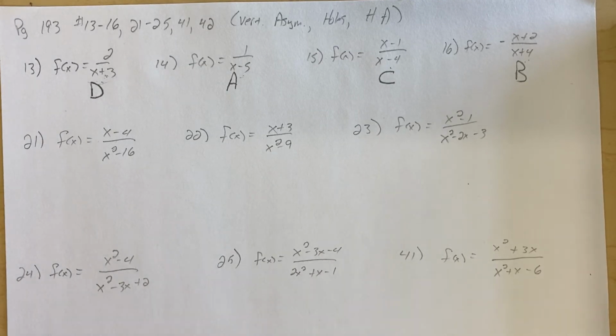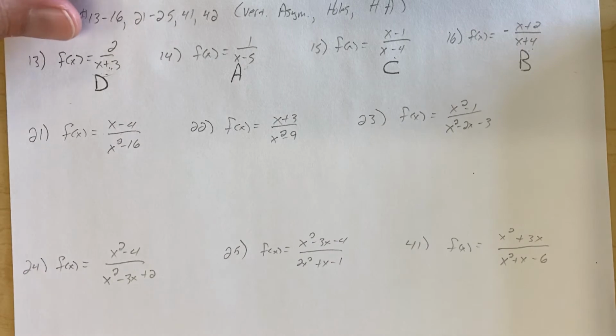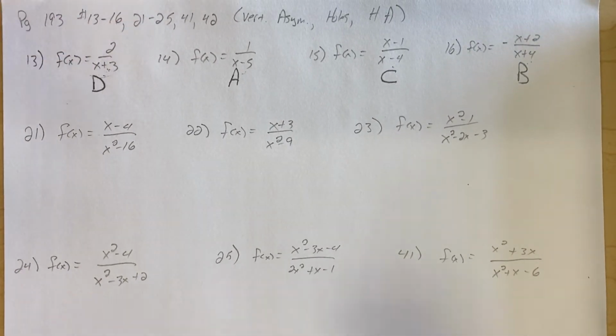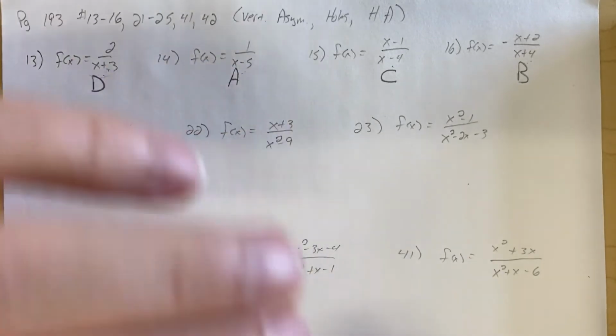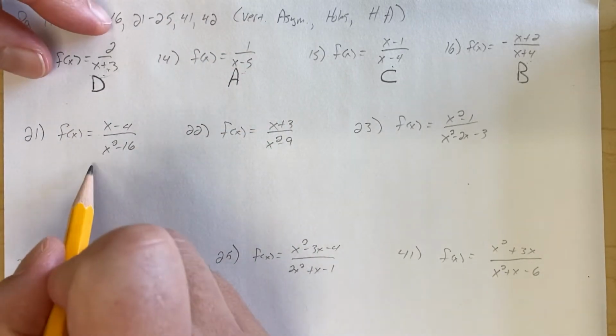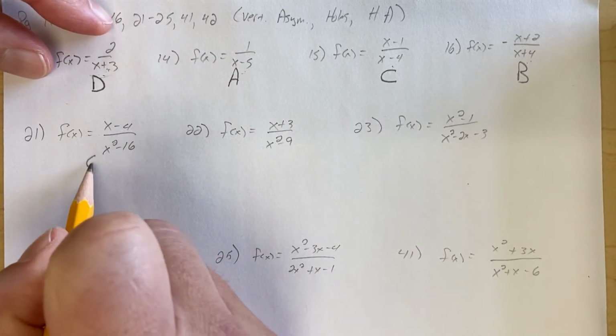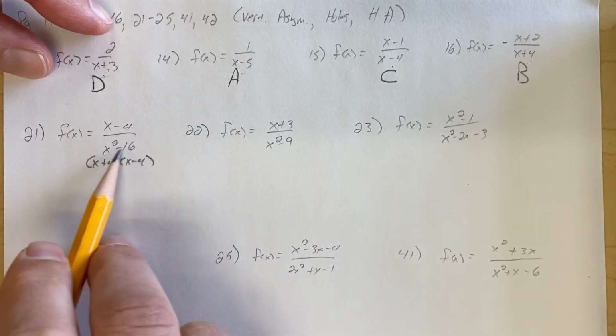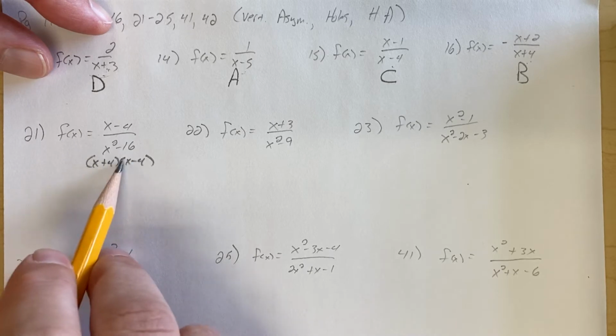Now, not every time you have a factor in the bottom are you going to create a vertical asymptote. Problems 21 and the rest of these want us to declare where our holes and vertical asymptotes are, and then to talk about something called a horizontal asymptote. So we'll start with the vertical and horizontal asymptotes. First thing we have to do is factor. So this x squared minus 16 factors into (x plus 4)(x minus 4).